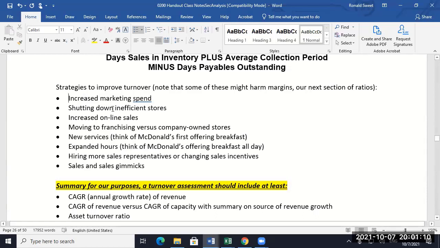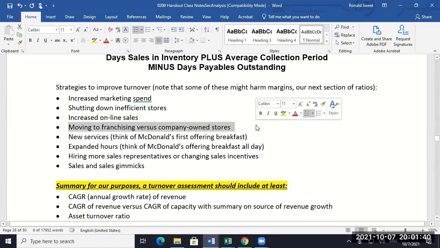If you're Nike, you increase your marketing budget. If you got stores, you shut down inefficient stores, or you increase your online sales. So that's why in this part of the discussion, you might show your firm's sales in-store versus online over time. If you saw the online getting larger and larger, that could help you explain why the revenue per store is coming up. That might be a good chart to do if you can find it.